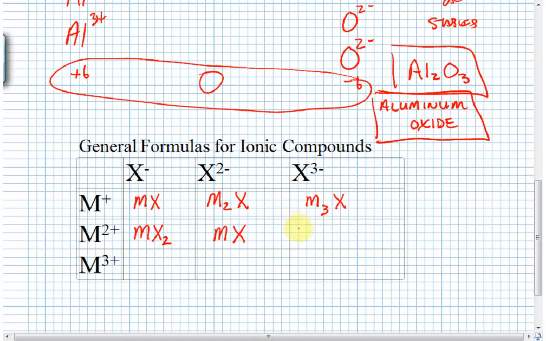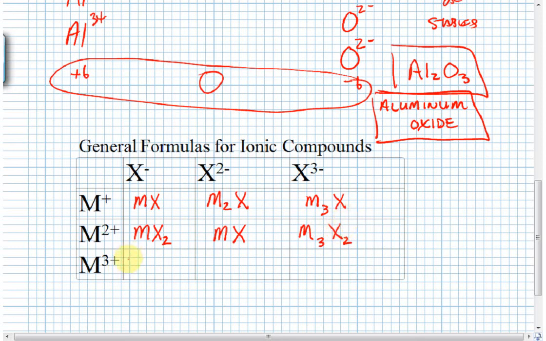Finally, I come over here, sometimes the most difficult example for people. I've got a +2 metal. I've got a -3 anion. I hope you can see that this combination is going to require 3 of the +2s for a total positive charge of +6, balanced by 2 of the -3 ions, which gives me a total of -6, such that +6 and -6 exactly cancel each other.